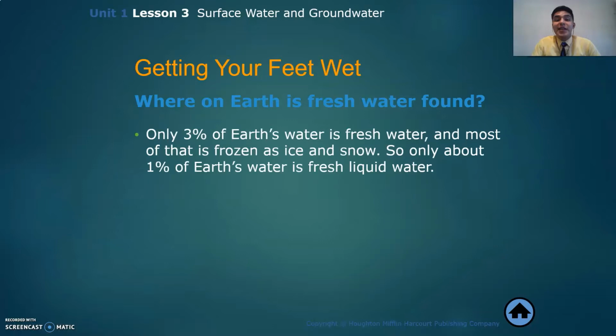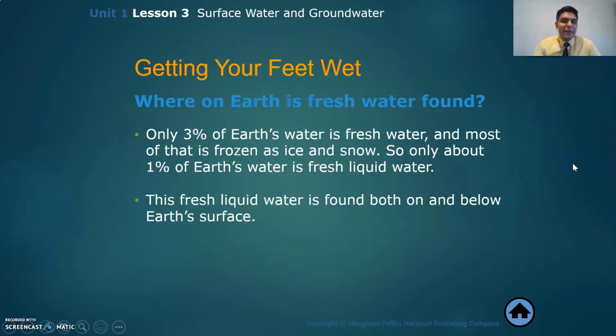So, only 3% of Earth's water is fresh water, and most of it is frozen as ice and snow. So, only about 1% of Earth's water is fresh liquid water. That's very interesting to analyze because, well, imagine if we only have 1% of the type of water that is actually usable for humans, then we really have to take care of it, right? Because we have very little water to take into account.